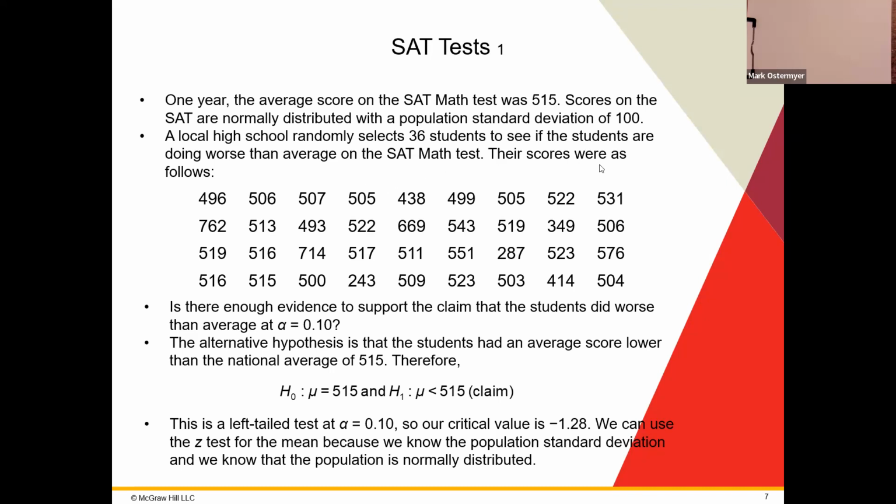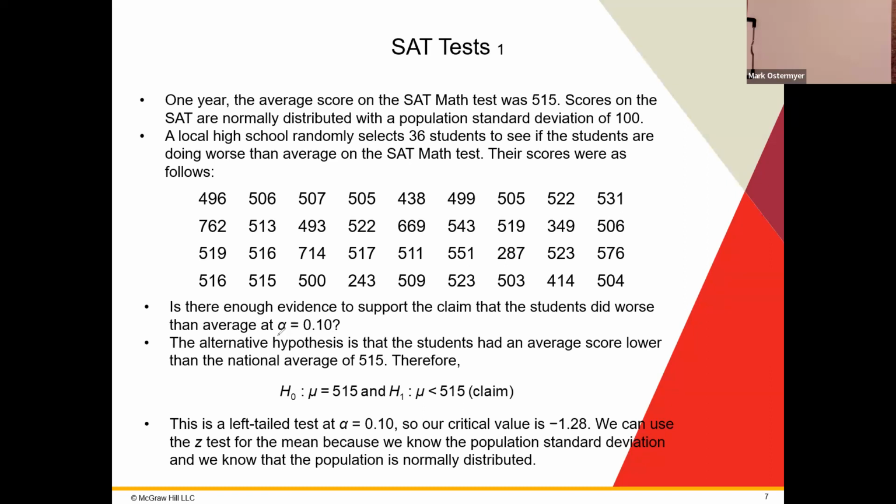All right, now here's the scores of those 36 randomly selected high school students. These are the scores that they attained on that SAT test. And notice they're all over the place here. The question is, is there enough evidence to support the claim that the students did worse than the national average if we test at 10%? First of all, step number one, what would be our hypotheses we're testing?